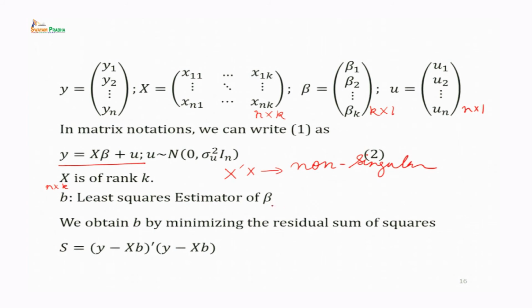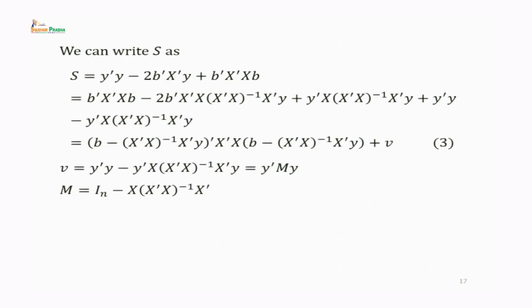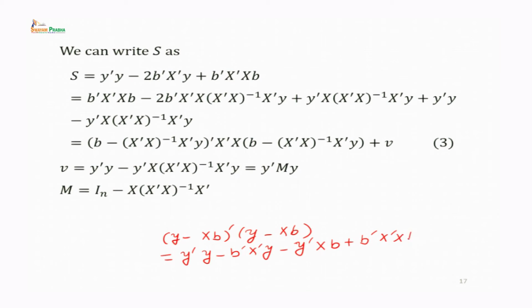And suppose b is the least square estimator of beta. So, your problem is to obtain this b, and we obtain b by minimizing the residual sum of squares S equal to (y minus X b) transpose (y minus X b). So, for obtaining b, we minimize S. Now, we can write S as (y minus X b) transpose (y minus X b). So, this is equal to y transpose y minus b transpose X transpose y minus y transpose X b plus b transpose X transpose X b.